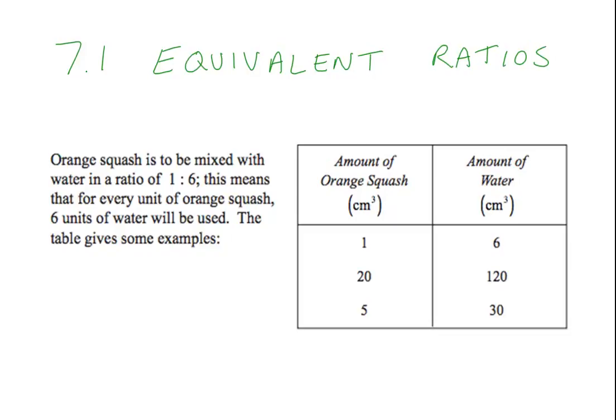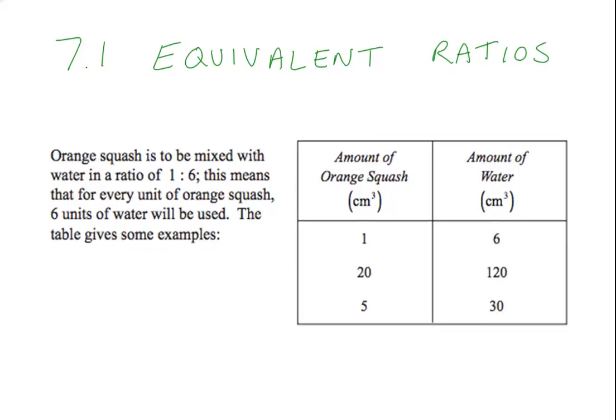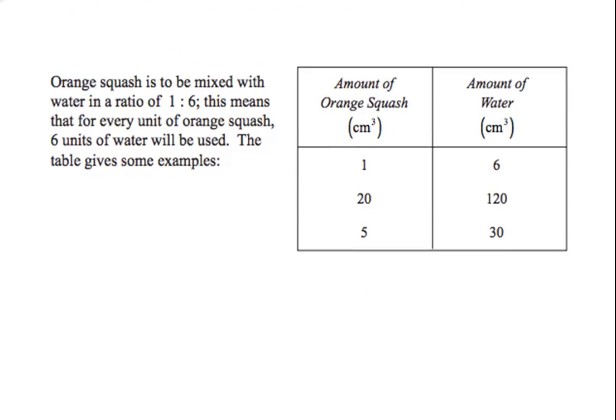And so what this question says is we mix it with water in a ratio of 1 to 6. So for every unit of orange squash, we use 6 units of water. And this table gives some examples. If we had 5 cubic centimeters of orange squash, that's sugary syrup, then we would add 30 cubic centimeters of water. If we had 20 cubic centimeters of that syrup, then we're going to have more water. It's going to be 120 cubic centimeters. And if we only had 1 cubic centimeter of orange squash, we would add 6 cubic centimeters of water, and hence the 1 to 6 ratio.